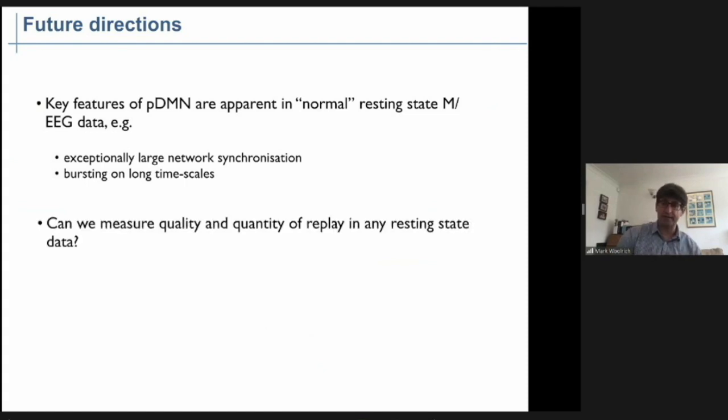So this raises the tantalizing possibility that we could look to try and use normal resting state data as a kind of surrogate measure of the quality and quantity of replay without having to go to the lengths of the intricacies of the replay experiment, so the functional localizer and so on. Now, of course, we can't do the same level of precise neuroscience with this approach, but it might provide a measure that can be used in clinical research, for example, that's much more readily accessible compared to full-blown replay experiments.